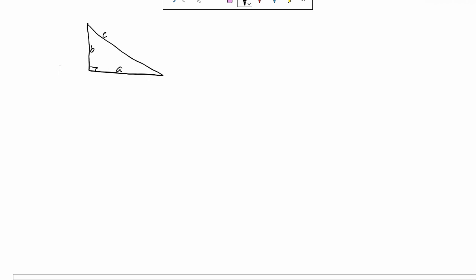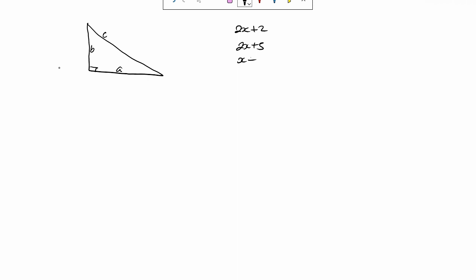Welcome everyone, and here we have a triangle, and the sides are given in terms of x. So we have 2x plus 2. The other dimension is 2x plus 5, and then finally we have x plus 7. Now in a triangle, this side here is usually 90 degrees. We have these sides A, B, and C.